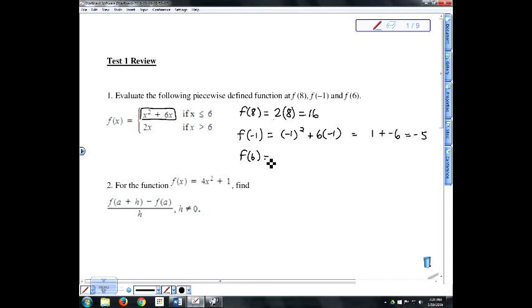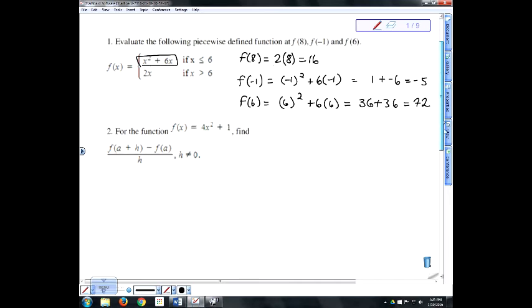And finally, f of 6 still fits into this piece, x is less than or equal to 6, so you need to plug 6 into that piece. So that's 6 squared plus 6 times 6, that's 36 plus 36, which is 72.